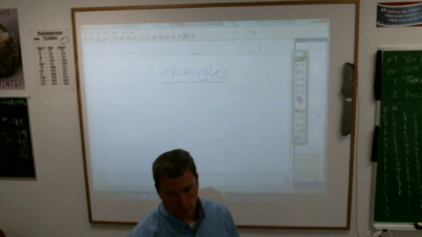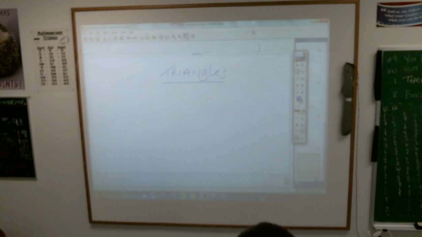In big, bold, beautiful letters on top of your paper, please: Triangles.